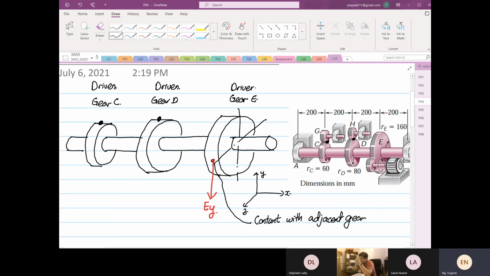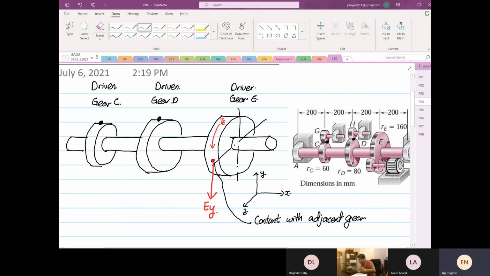If you apply the rules, the driver now is pulling down, yes or no? So if it's pulling down, it's generating a rotation, a torque in this direction. So this is the torque. So torque on gear E is force times what? Radius. So torque is force times radius.